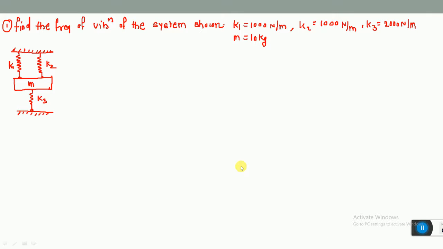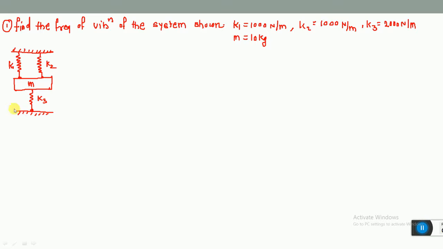In this problem, a spring mass system is shown in figure. This system consists of 3 springs K1, K2, K3 and a single mass M. We have to find out the frequency of vibration if K1 is 1000 Newton per meter, K2 is 1000 Newton per meter and K3 is 2000 Newton per meter, and the mass of the system is 10 kg.